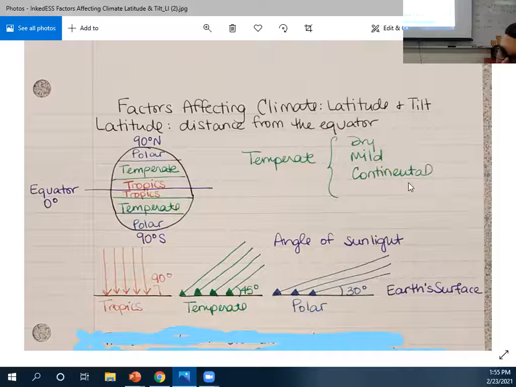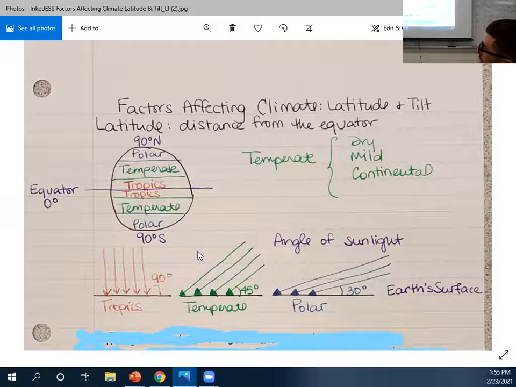We're going to talk about factors that affect climate. That includes latitude and tilt. This is the top half of page 3, guys. Now, if you didn't already hear, what is latitude? Latitude is how far you are from the equator. Again, these are not temperature numbers. These are latitude numbers. The closer you are to the equator, the lower the latitude. The farther you are from the equator, the higher the latitude, right?